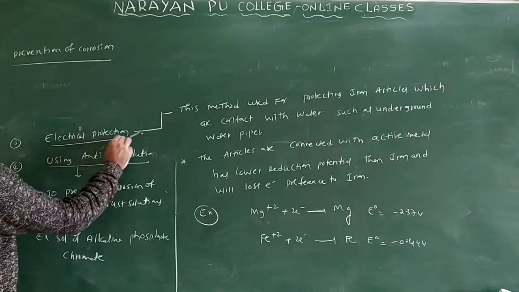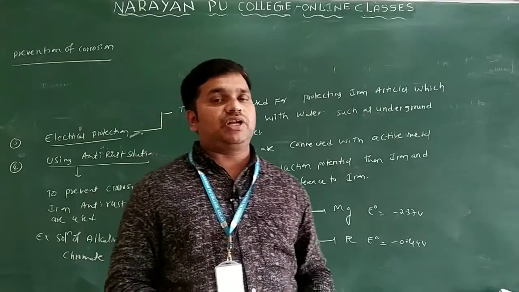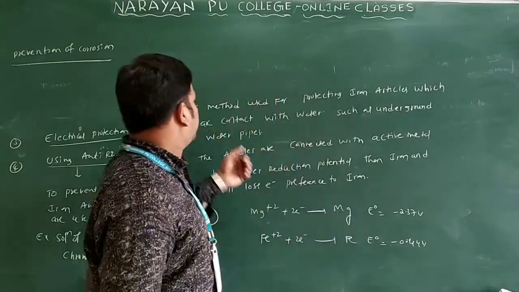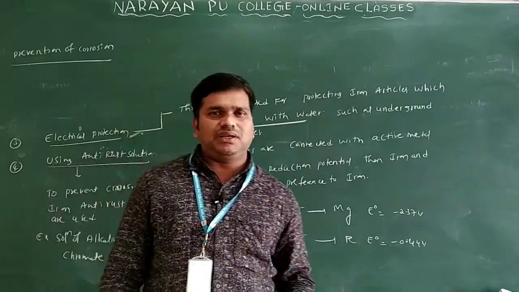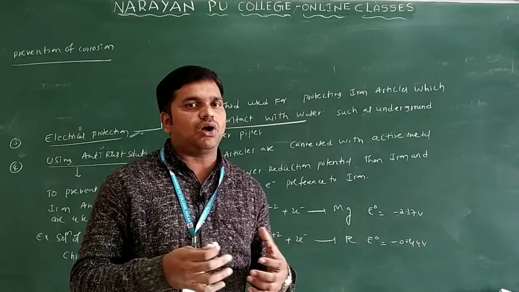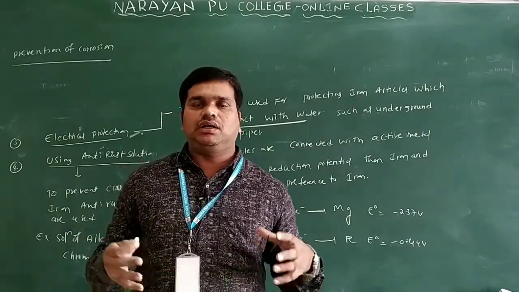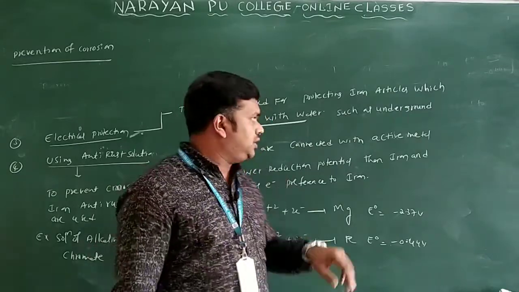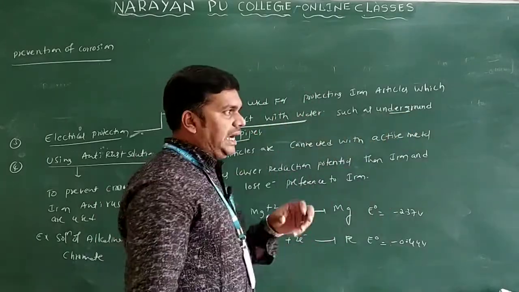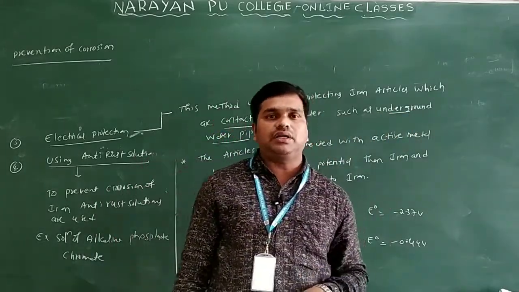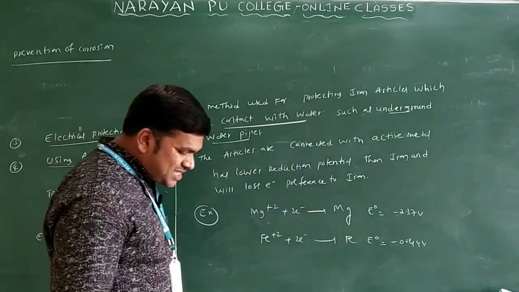So the next method is electrical protection. Generally this method is used for protecting iron articles which are in contact with water. Where do iron articles contact water? We can see water pipes. Water moves through iron pipes, and in that case we see underground water pipes. So if iron metals are used in contact with water, we have to use the method of electrical protection. So these articles can be protected.